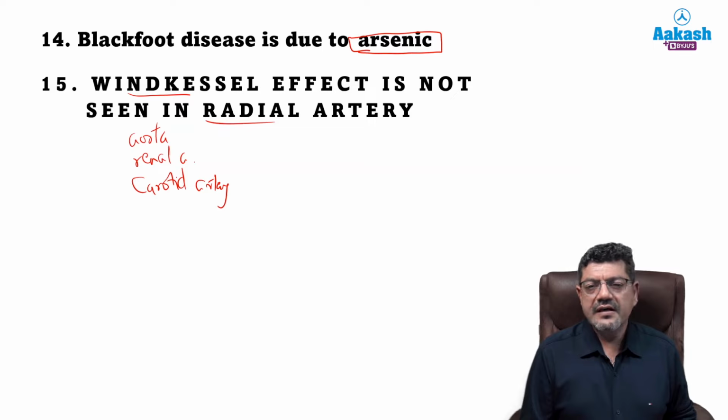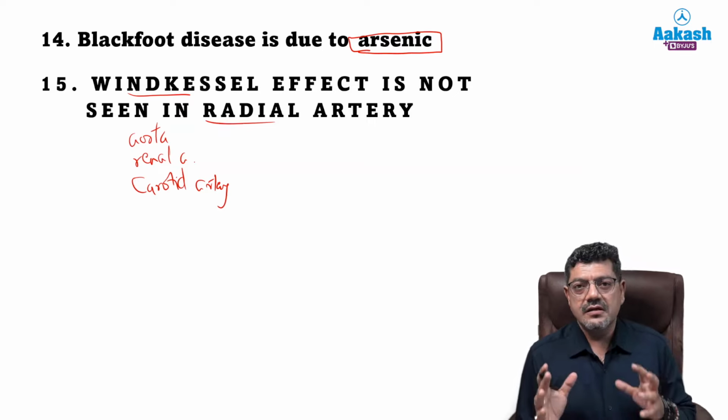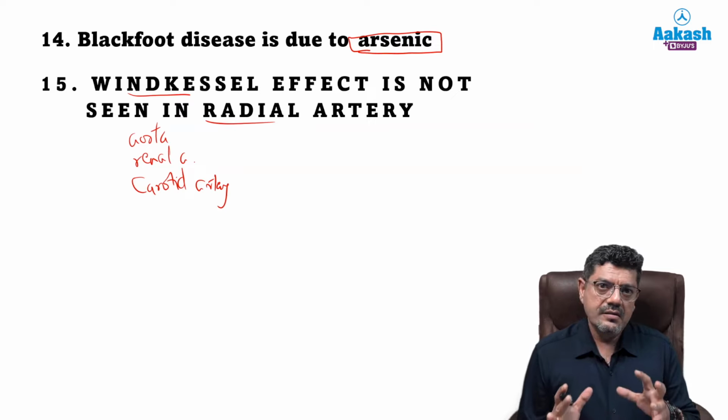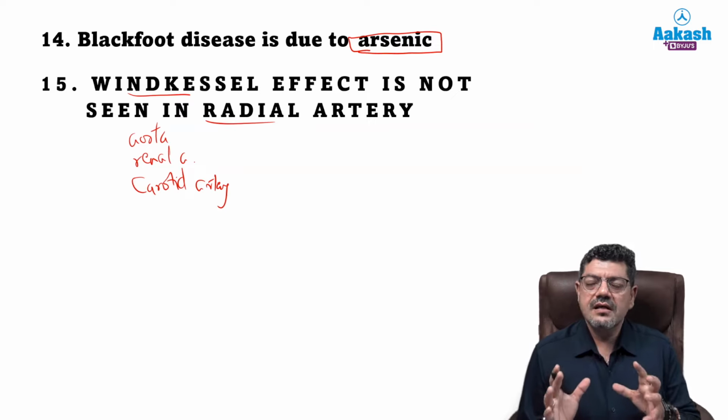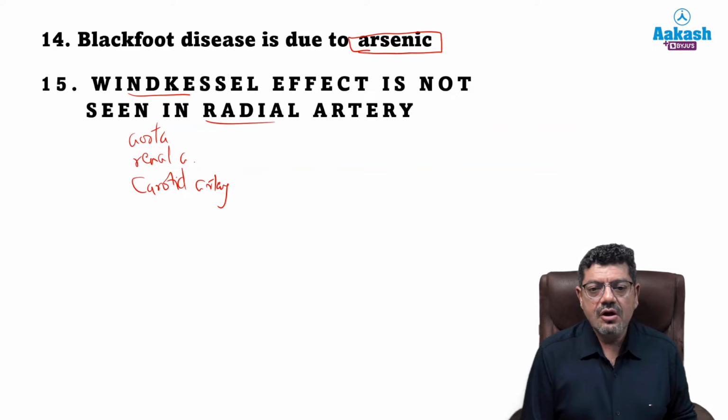Now, the Wind-Kessel effect is seen in elastic vessels, which is the aorta and its branches, and the pulmonary arteries, right? It's an impedance effect, which allows blood flow to occur even during diastole. So it's not seen in the radial artery, right?